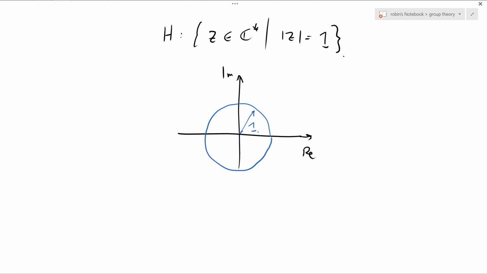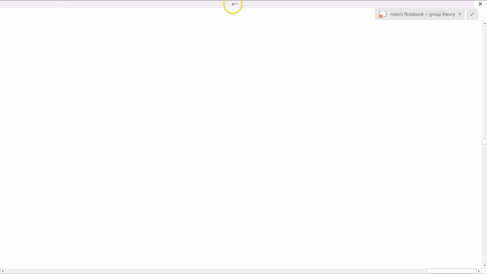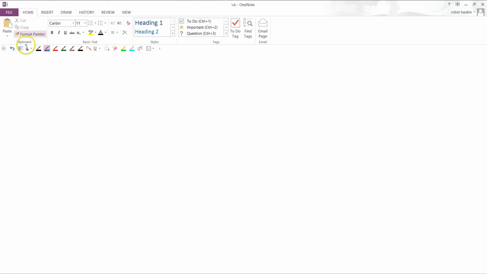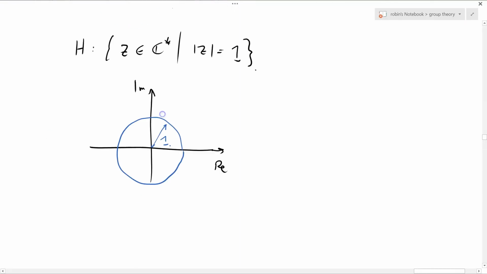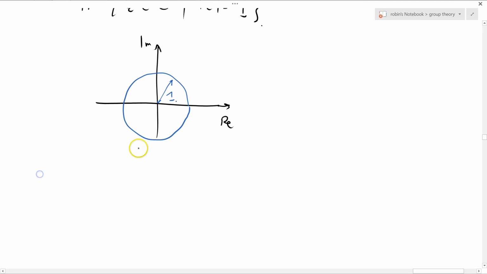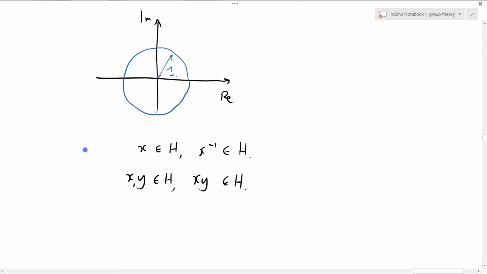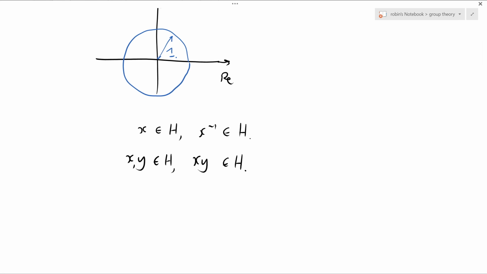Well, let me recall my definition. I'll go back to black here. Let me recall the definition of a subgroup. What we're going to say is that if X is a member of your subgroup H, then X to the minus 1 is a member of the subgroup H. And if X and Y are in the subgroup H, then XY is a member of the subgroup H. Here, there's no confusion. I'm just writing the group operation by writing the symbols next to each other. So juxtaposition, I guess the technical word is.